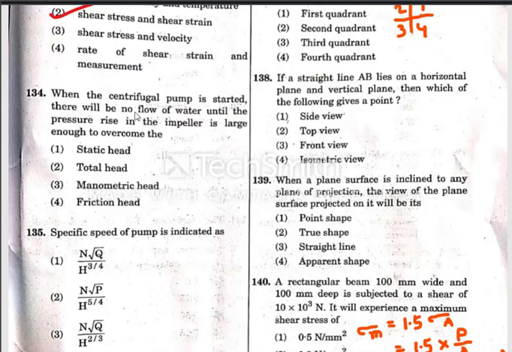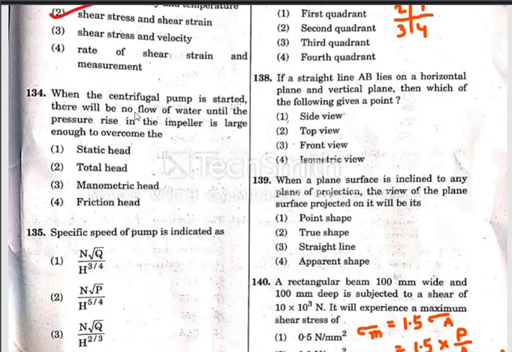And the next question, when a plane surface is inclined to any plane of projection, the view of the plane surface projected on it will be its. When a plane surface is inclined to any plane of projection, it gives an apparent shape. So apparent shape is the correct answer. Option 4 is the correct option for this question.